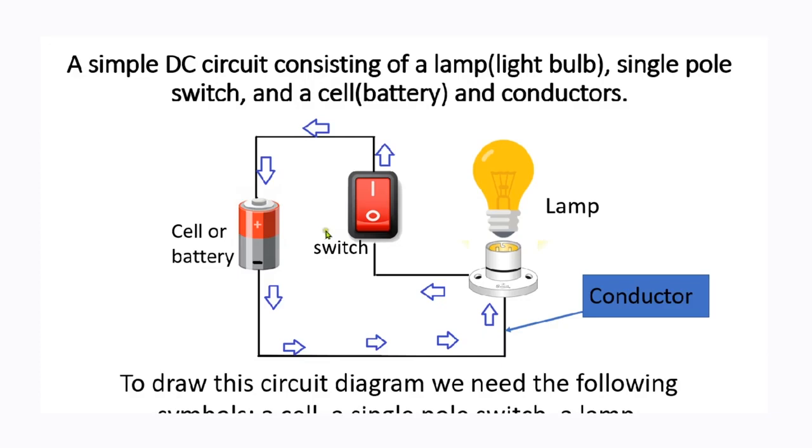Let's go and look at a simple DC circuit consisting of a lamp, a light bulb, a single pole switch, a cell, which we also refer to as a battery, and conductors.